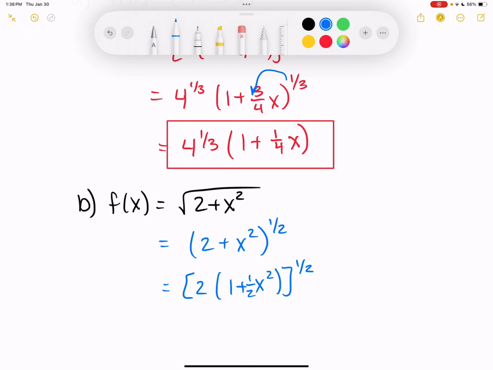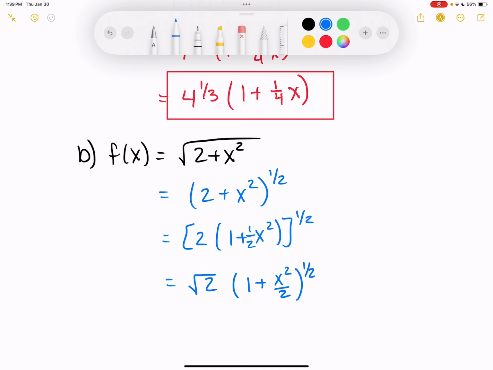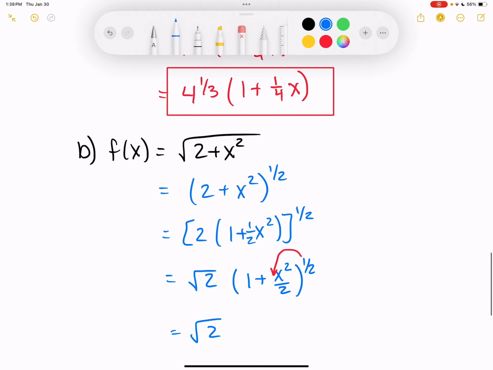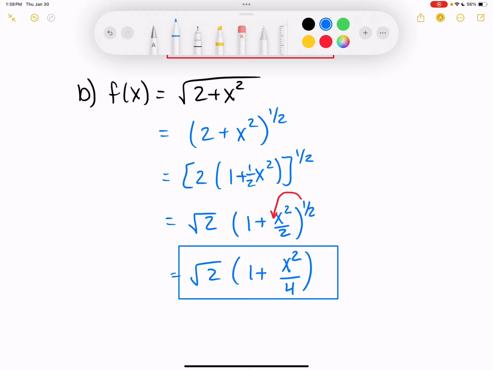Then I can split it. So I'm going to write it as the square root of 2 times 1 plus x squared over 2, raised to the 1/2. Then this moves down in front and multiplies here. So I end up with the square root of 2 times 1 plus x squared over 4. I know it's the same thing, but it's okay if I write 1/4 x squared. Okay.